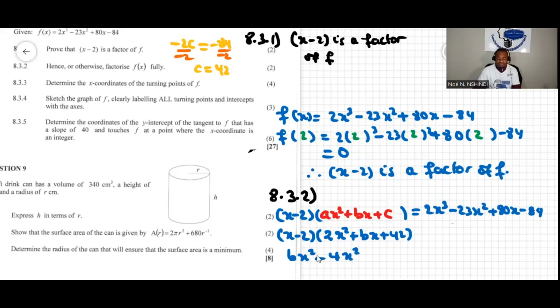Now the term with x squared must also be equal to the term with x squared over here. So in other words, bx squared minus 4x squared must be equal to minus 23x squared. Because they all have x squared, I can just write b minus 4 equal to minus 23. If I move the minus 4 over, b equals minus 23 plus 4, so b equals minus 19.